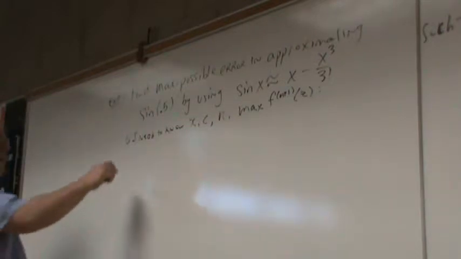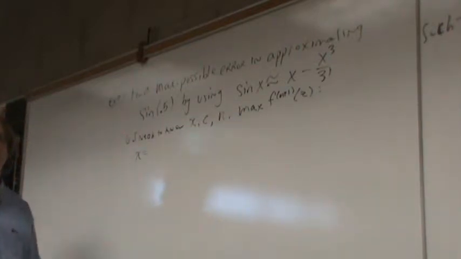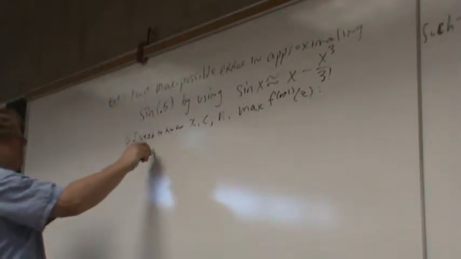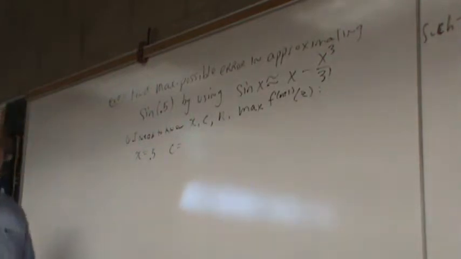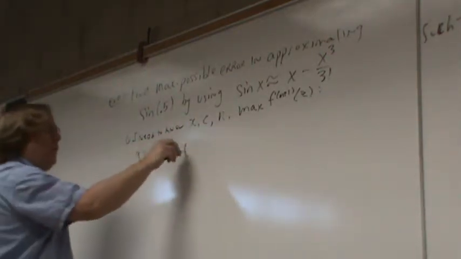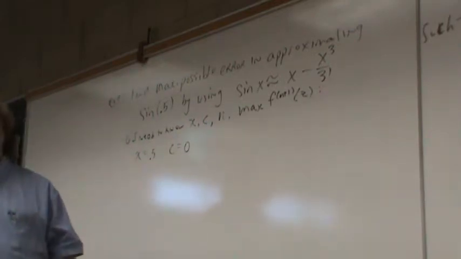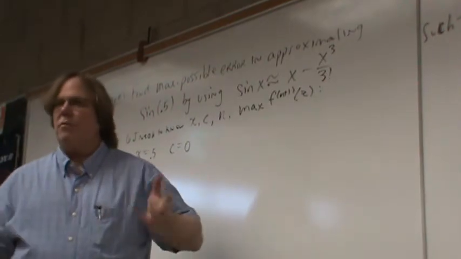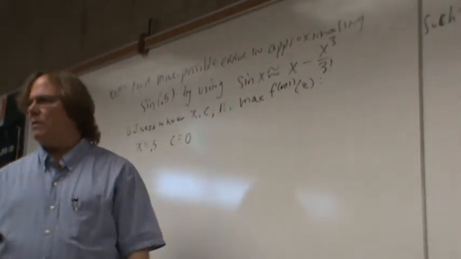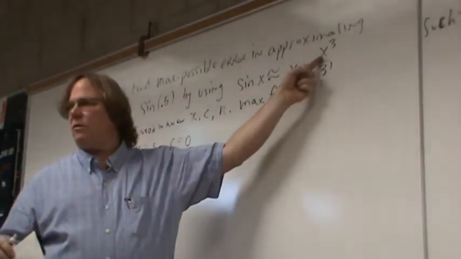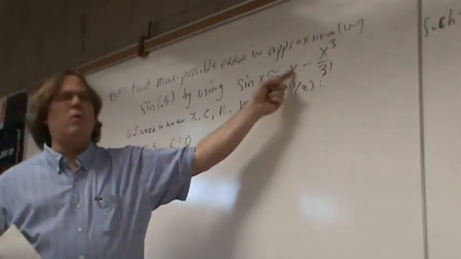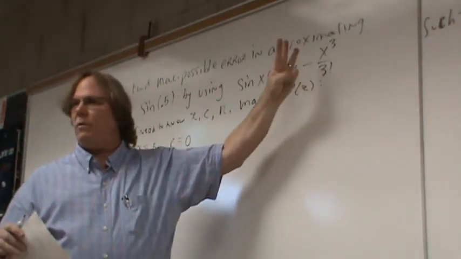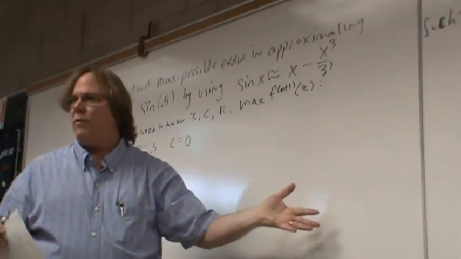So you tell me, what's my x equal to? What am I plugging in? 0.5. Good. What's my c equal to? What is my approximation centered at? 0. What if the approximation was centered at 1? Then these terms would look like x minus 1. So you can always tell where you're centered by just looking at the x terms. If this was x minus pi over 4 and x minus pi over 4 quantity to the third power, then it would be centered at pi over 4.